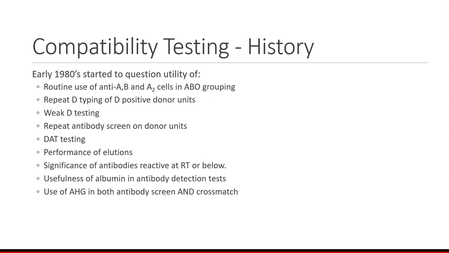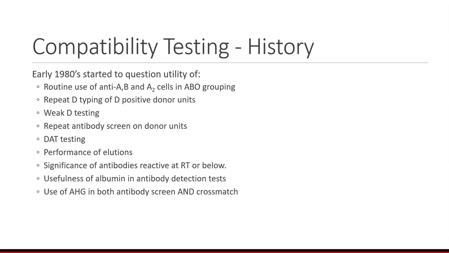For example, the routine use of anti-A-B and A2 cells in ABO grouping. When I entered the field, we used anti-A-B as part of the routine ABO testing. We were so worried that perhaps we might miss a very weak subgroup of A or B. Again, based on science, based on statistics, it was deemed that these are reagents that are in our toolkit, but not for routine testing.